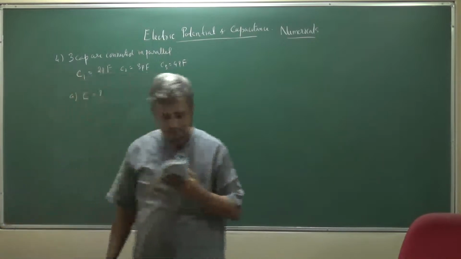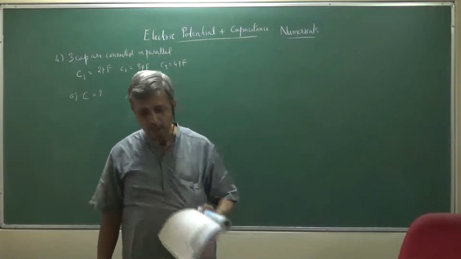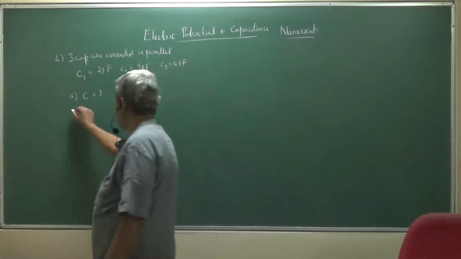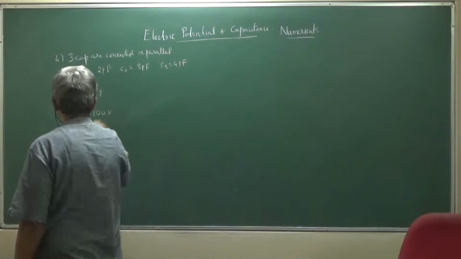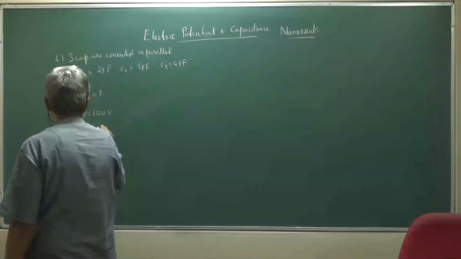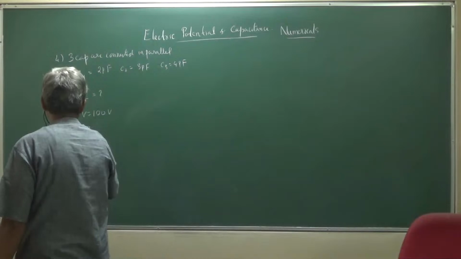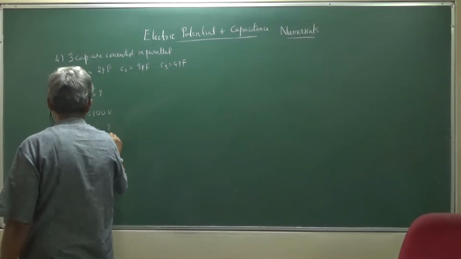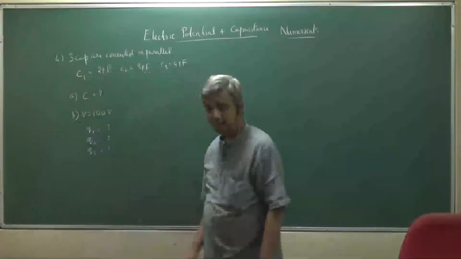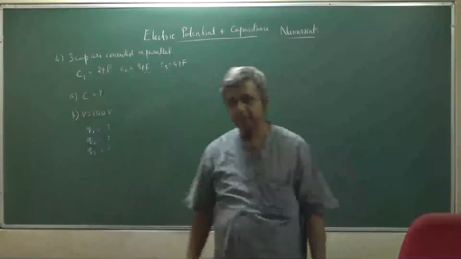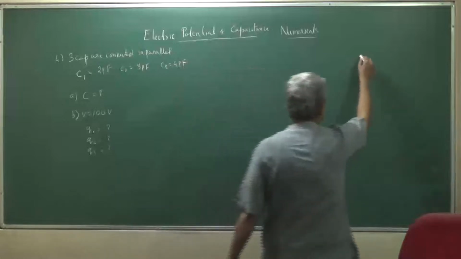Okay. Second part. Determine the charge on each capacitor if the combination is connected to a 100 volt supply. So second part is V is equal to 100 volts. Calculate Q1, Q2, and Q3 individually. Here they are not going to be equal because capacitances are already different. Okay. So now again, a simple diagram will do that.